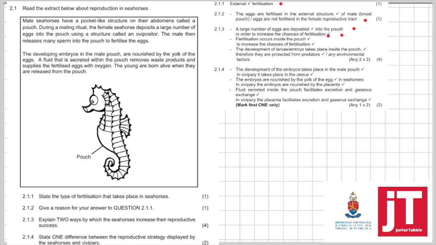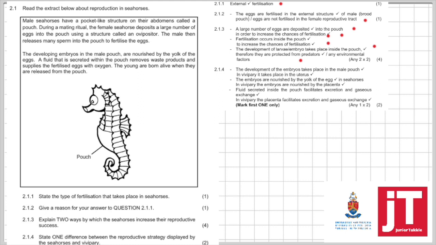Fertilization occurs in the pouch, which increases the chances of fertilization. Yes. The development of the embryo takes place inside the pouch, so they are protected from predators or environmental factors. Very nice answers. 2.1.4. State one difference between the reproductive strategy displayed by seahorses and vivipary.